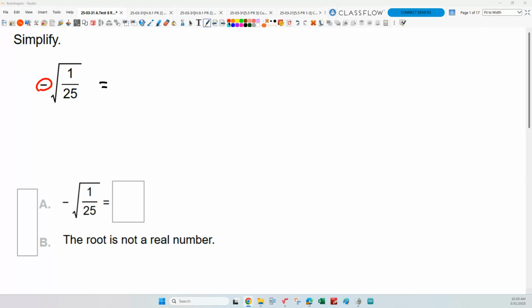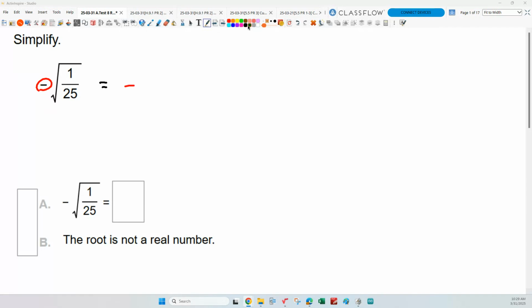Don't get confused by a possibility in your answer choices that says the root is not a real number, which would happen when? When would you choose option B? If you're taking an even root, like a square root, and you have a negative number inside, then it's not a real number. But this is an outside number, so we're okay.